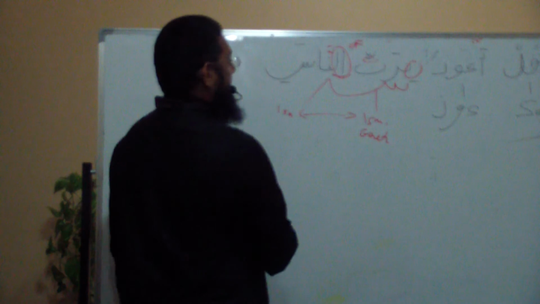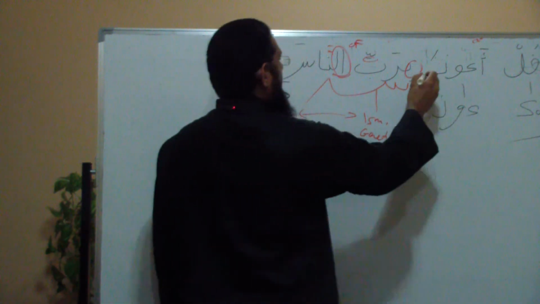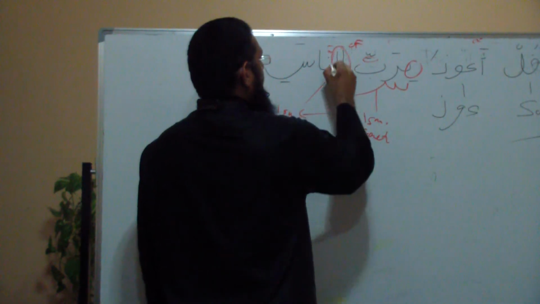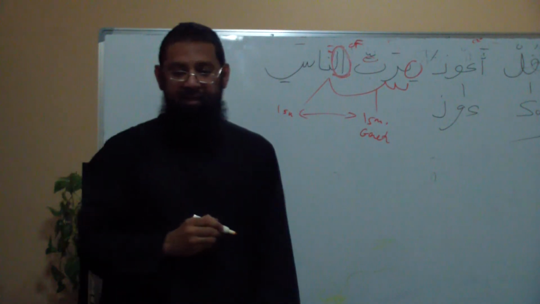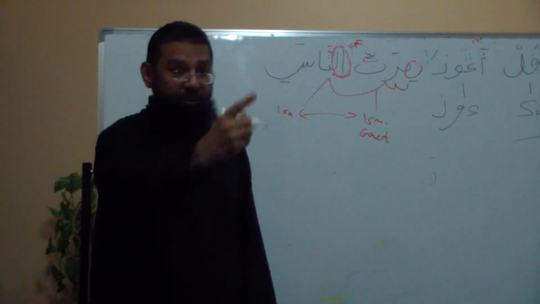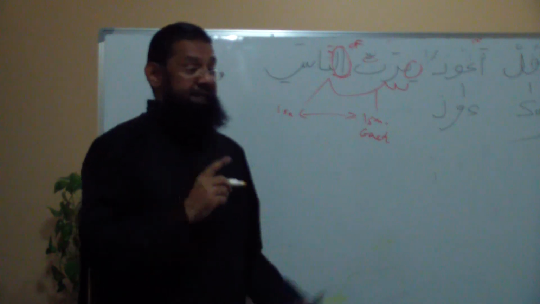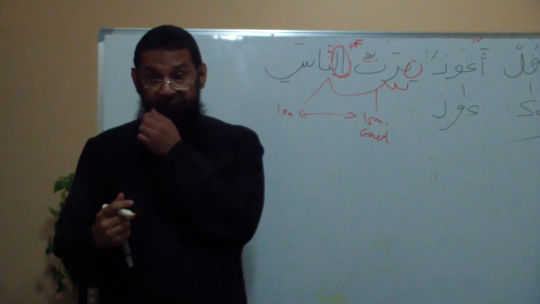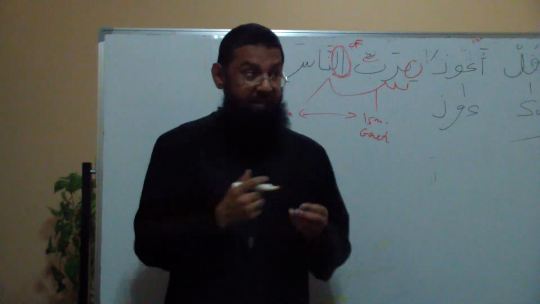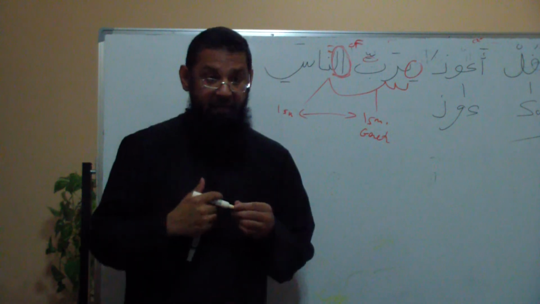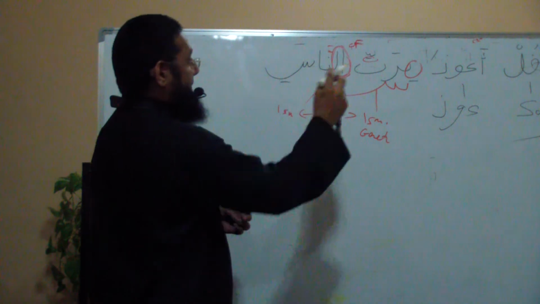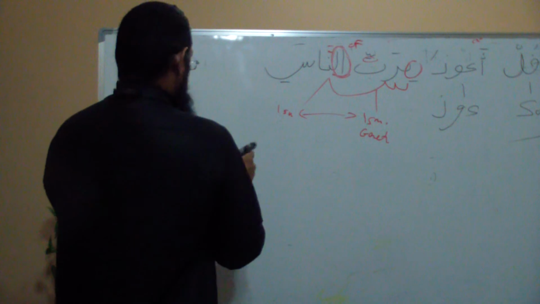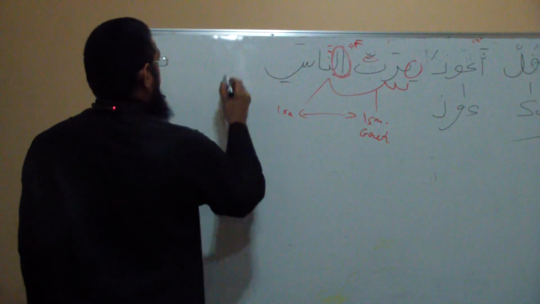the nas. So qul a'udhu, I am seeking refuge with the Rabbi, Lord of the nas. Do you know what nas is? People. Excellent. Nas is the plural, because you have insan, which is the singular for mankind, and nas is the plural of people. So I'm seeking refuge with the Lord of an-nas. Then the next bit is Malikin nas.